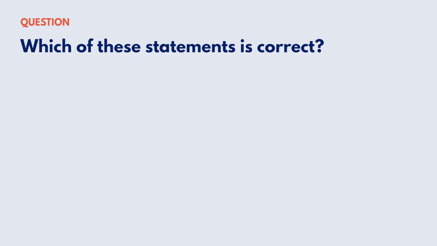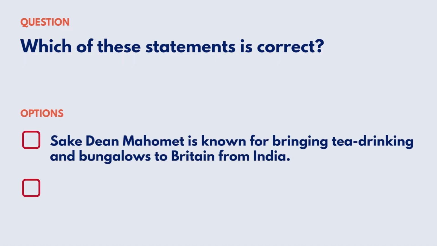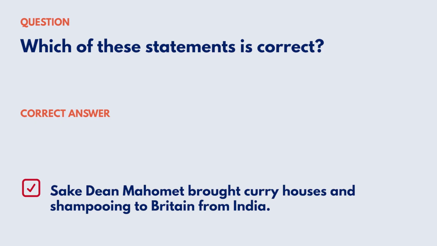Which of these statements is correct? Sheikh Deen Mahomet is known for bringing tea drinking and bungalows to Britain from India. Sheikh Deen Mahomet brought curry houses and shampooing to Britain from India. Correct answer. Sheikh Deen Mahomet brought curry houses and shampooing to Britain from India.